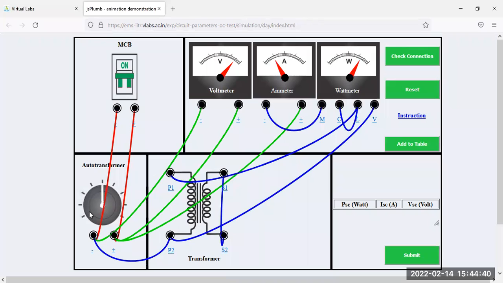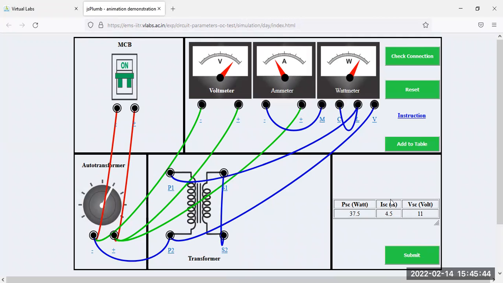This current is your rated current, and the voltage required during this test is indicated by this voltmeter, and whatever power is consumed during the short circuit test will be indicated by this wattmeter. During the short circuit test, we consider only the ohmic losses and neglect the core losses. If you click on add to table, the readings shown on the voltmeter, ammeter and wattmeter will be noted in the form of a table. So 37.5 watt power is consumed during the short circuit test, with 4.5 ampere current, and the voltage required is 11 volt.